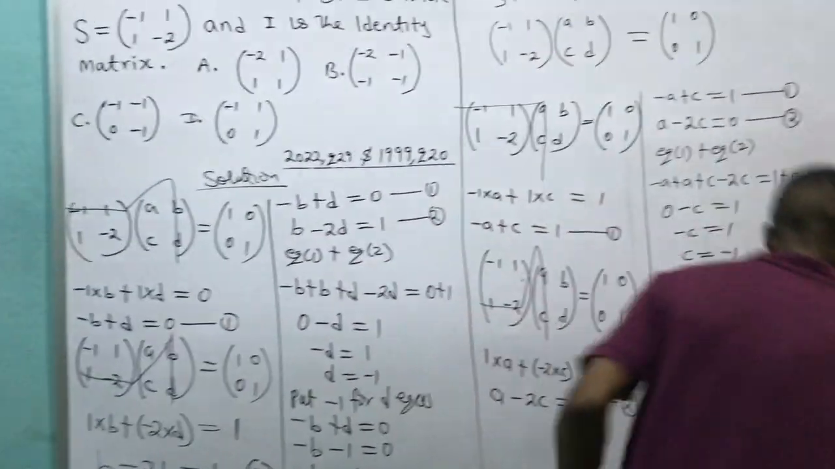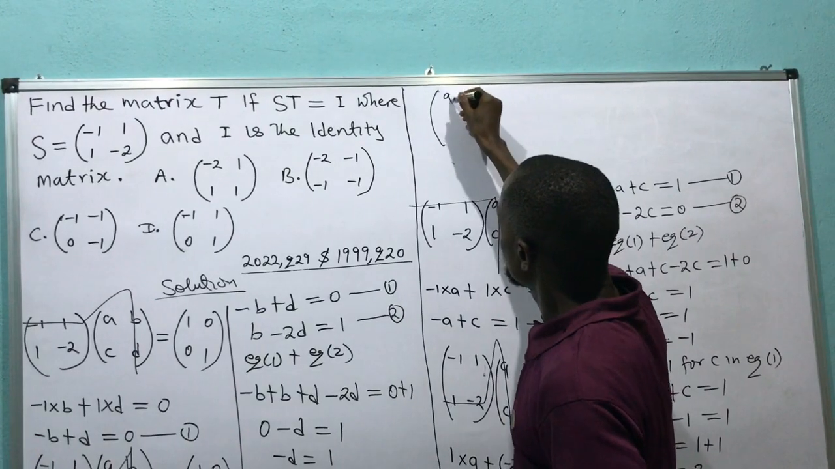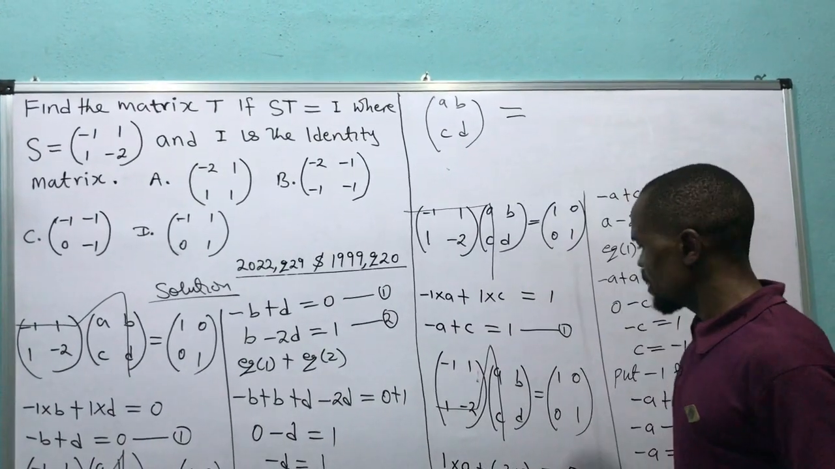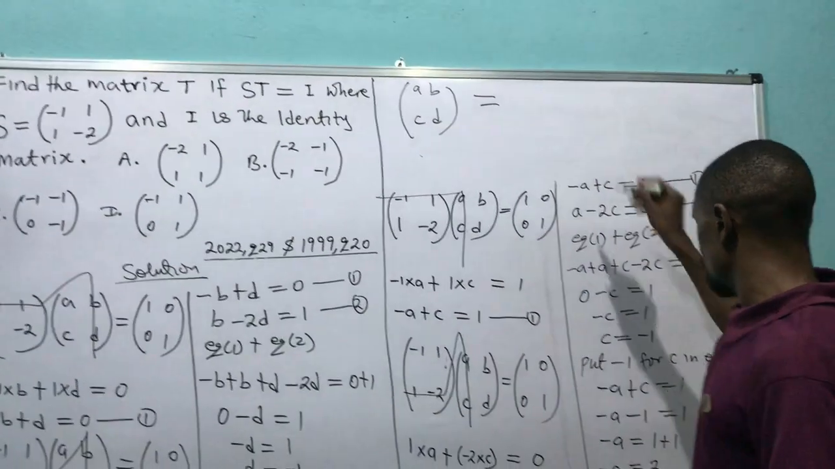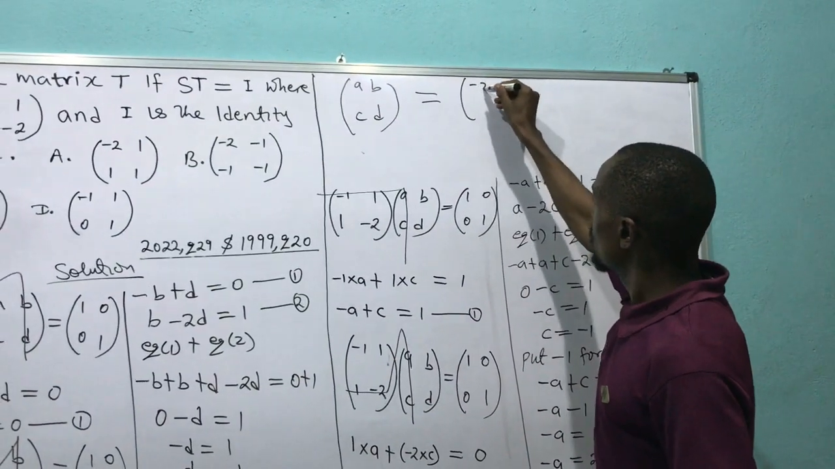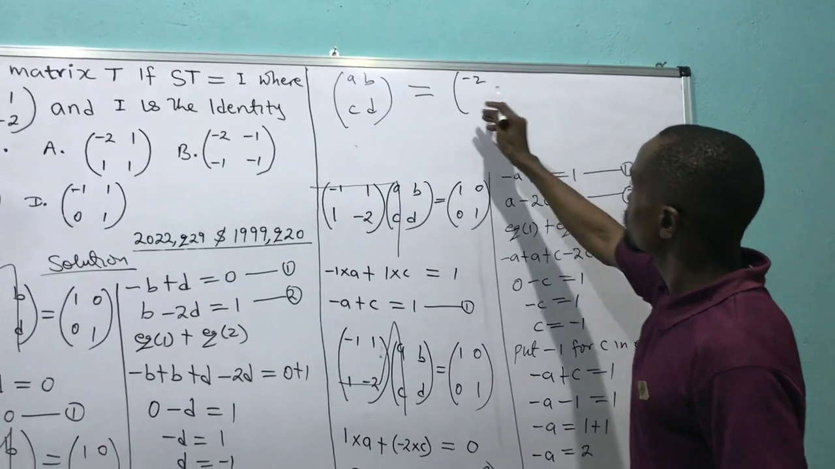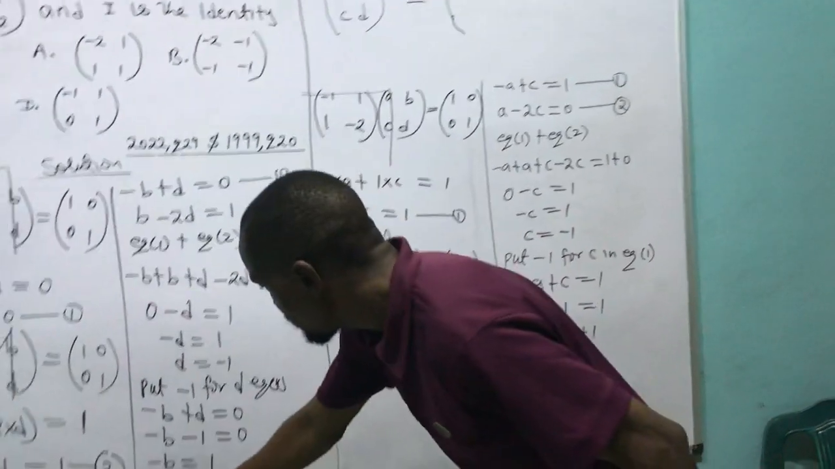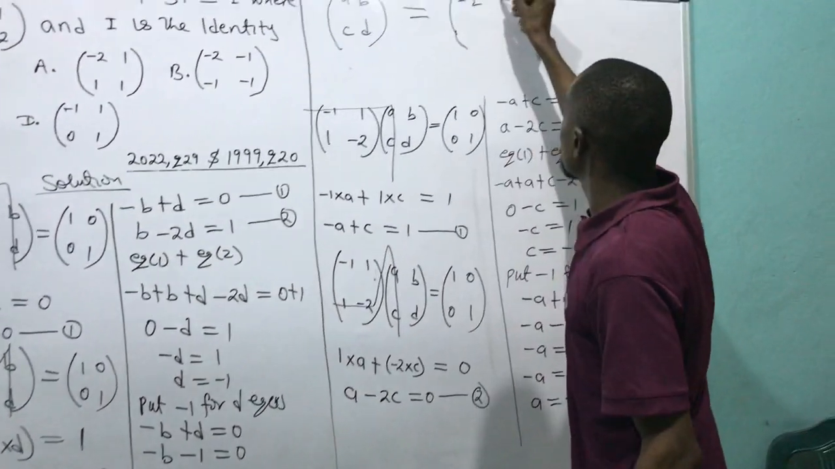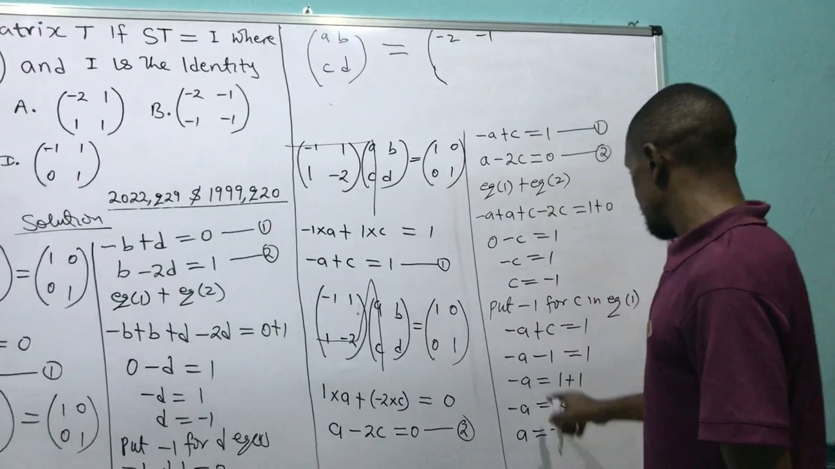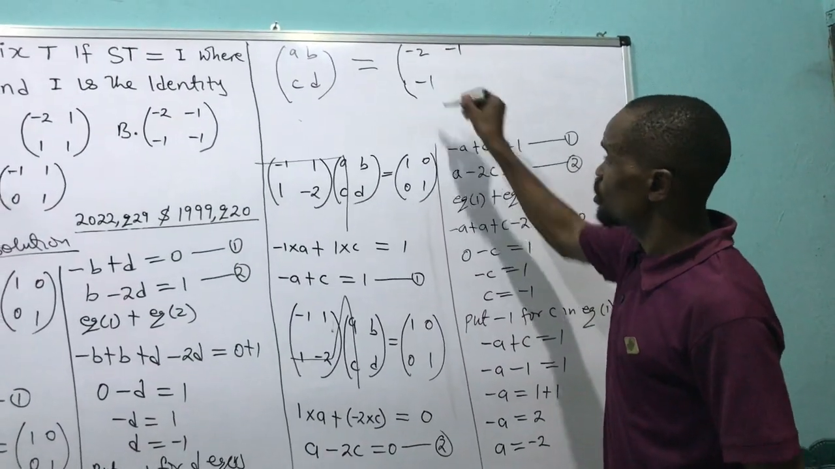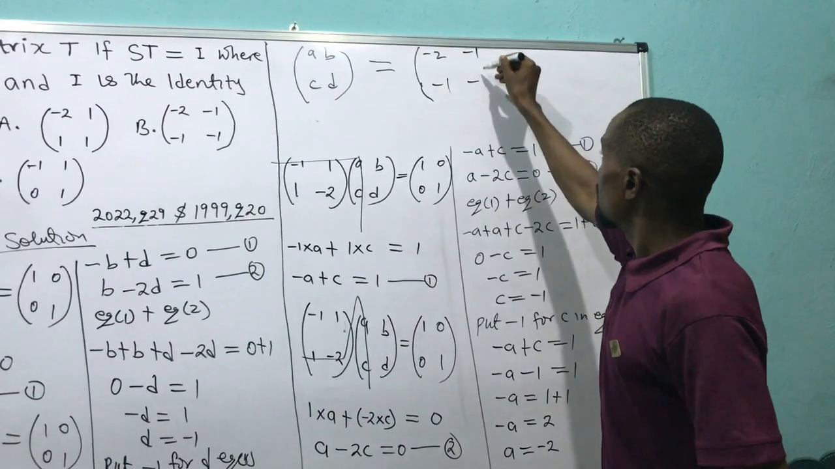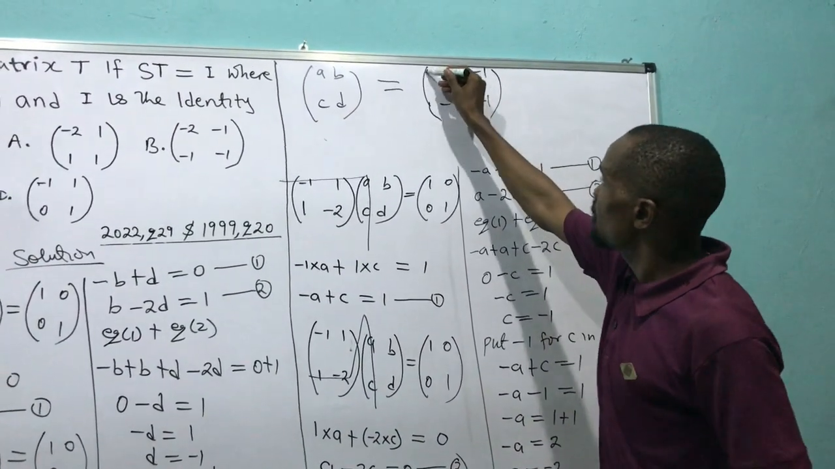Therefore, what we have got is A, B, C, D is equal to, where's my A? I got my A to be minus 2. What is my B? My B is minus 1. What's my C? My C is minus 1. Where is my D? My D is minus 1. That's minus 1. And look at the option here.